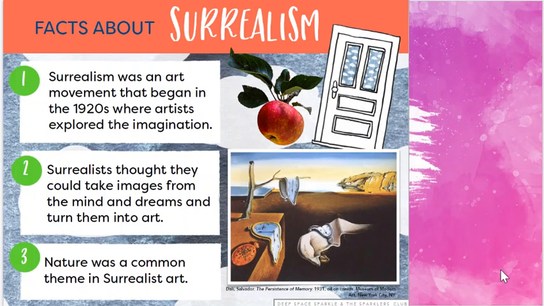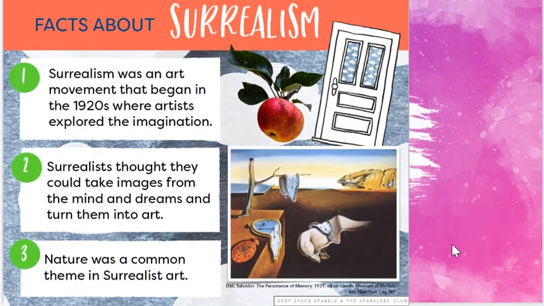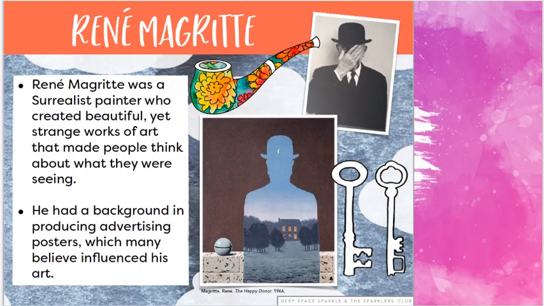Nature, again, was a very common theme in art. Over here to the right, we see a famous painting by Salvador Dali. It's got the melting clocks in it. You probably have seen that. It's called The Persistence of Memory.